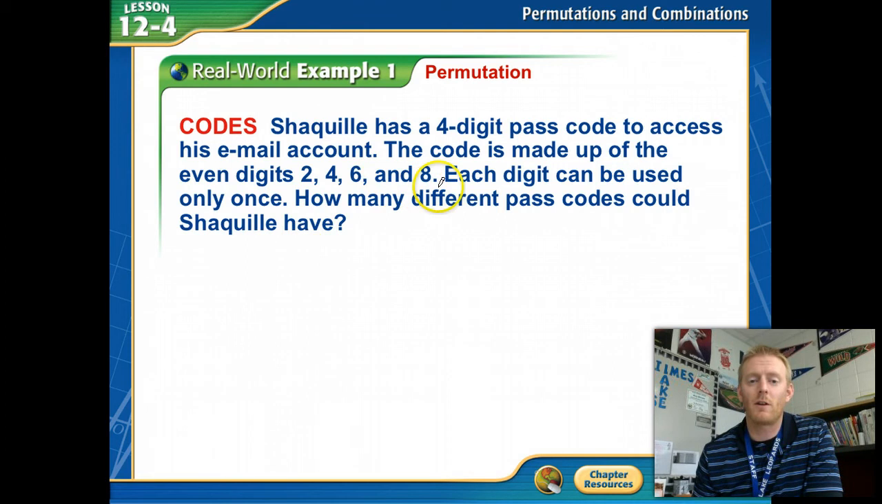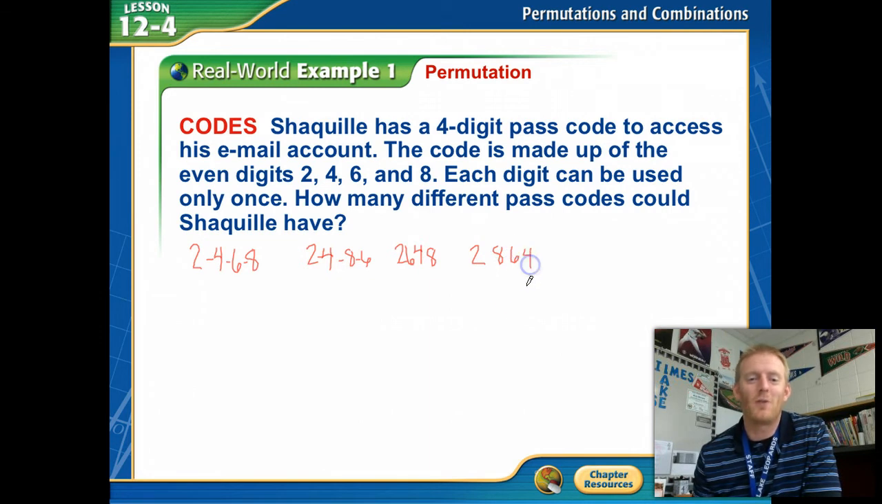So if he can use each one of these numbers just once, I could have a 2, 4, 6, 8 would be one combination or one way of writing it. I could have a 2, 4, 8, 6. I could have a 2, 6, 4, 8. And I could have a 2, 8, 6, 4. As you can see, I'm going to be writing down a bunch of different things here.